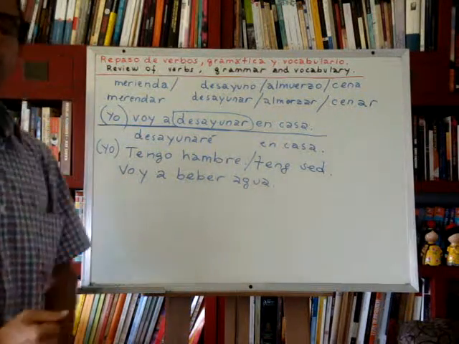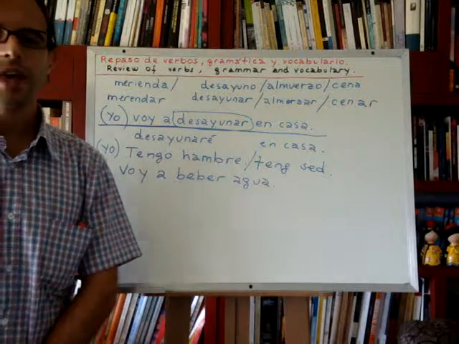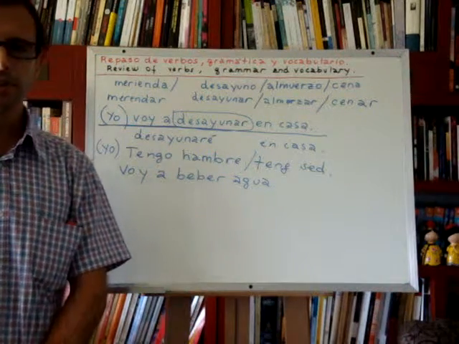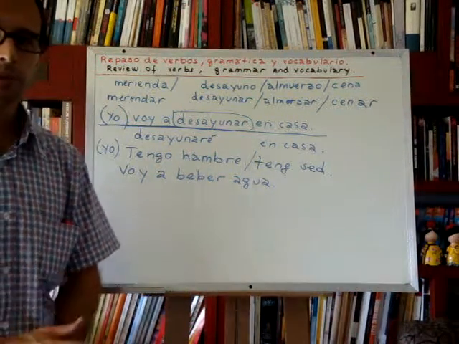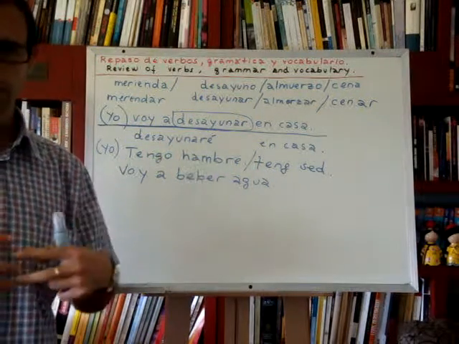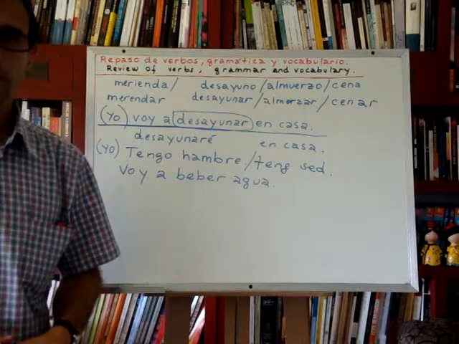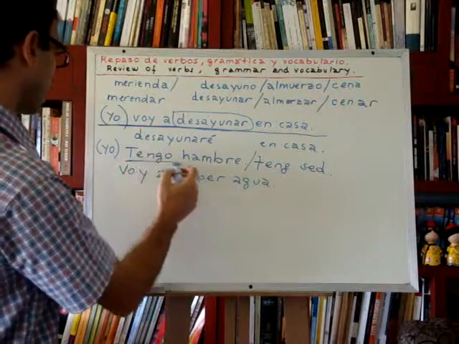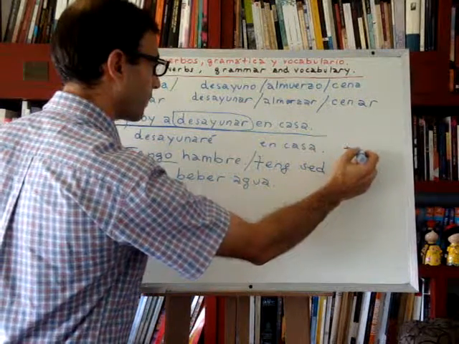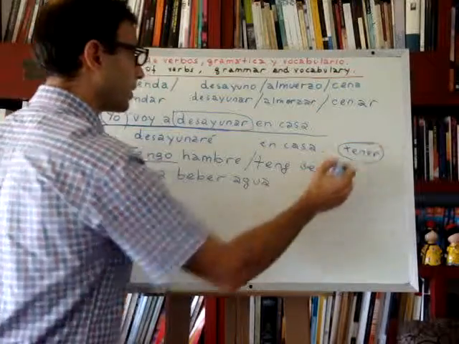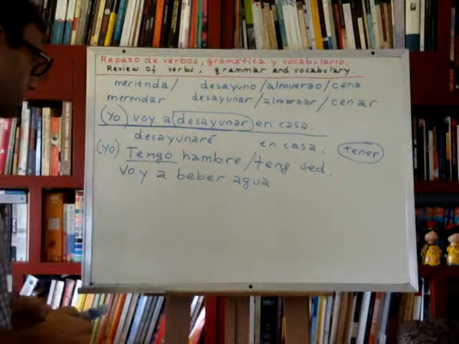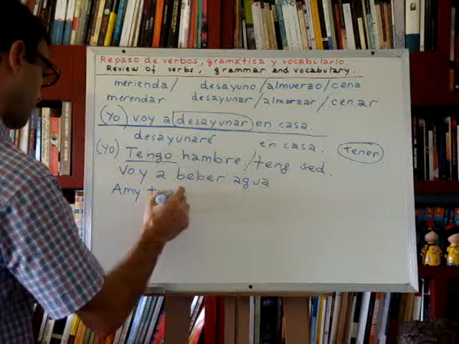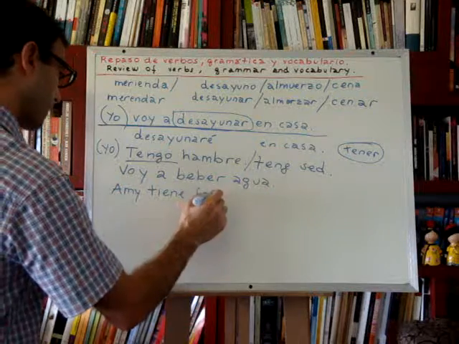Now, how do we say Amy feels cold? Remember, sensations, we have the sensations. So what is the verb we use in Spanish? The verb to have, right? That is the verb tener. In infinitive, the verb is tener. Tener, okay? Amy feels cold. Amy tiene frío, okay?